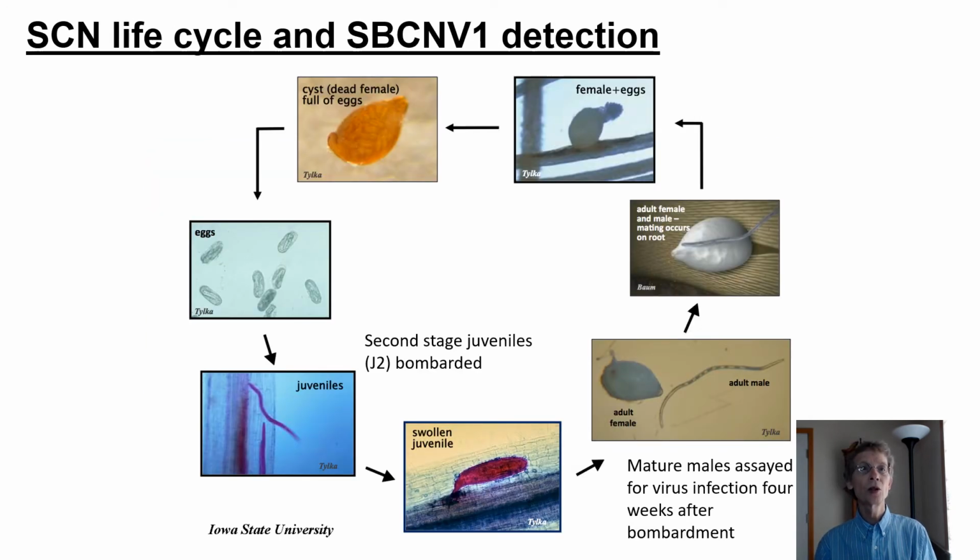The strategy that we used was to collect eggs and cysts, allow the eggs to hatch, and then take the second stage juveniles that emerge from the eggs and bombard those with the virus nucleic acids. We then allowed those juveniles to infect plants and mature. About 4 weeks later, when the females had matured into egg sacs and the males had matured and climbed out of the roots, we collected the males and then assayed them for virus infection.